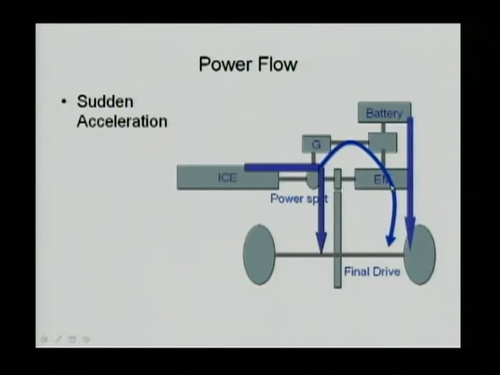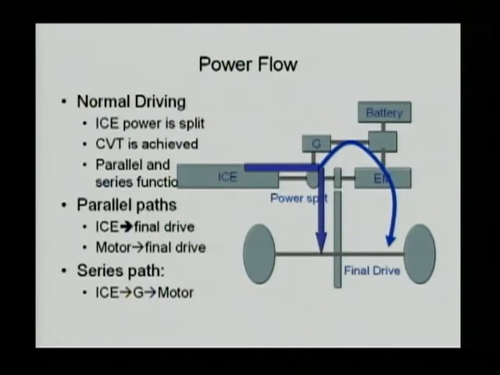So the motor is taking power from both the generator and the battery, so you can see the arrows pointed. The motor takes power from both battery and generator to drive the vehicle, and the engine power also goes to the ring gear to drive the vehicle. So you have a lot of power, a lot of torque available to drive the vehicle in a certain acceleration condition. So this is also called a combined mode.